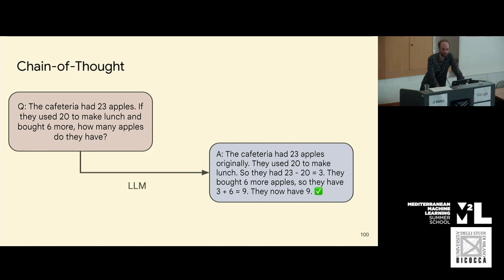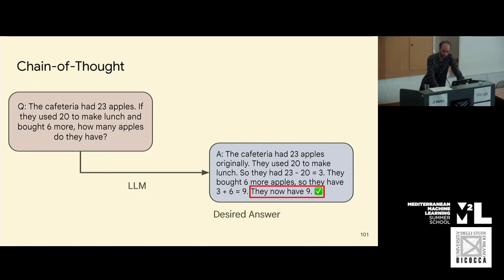A chain of thought looks more something like this. How it would look, it actually reasons through the steps. The cafeteria had 23 apples originally. They used 20 to make lunch, so they have now 23 minus 20, which is 3. They bought 6 more apples, so they have 3 plus 6 equals 9. They now have 9, and that's the correct answer.